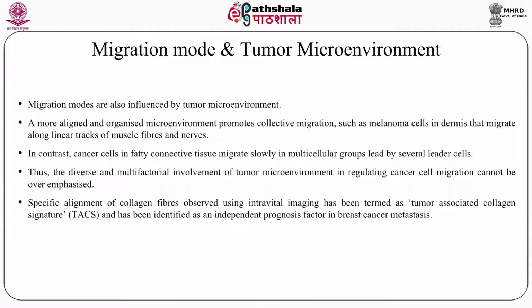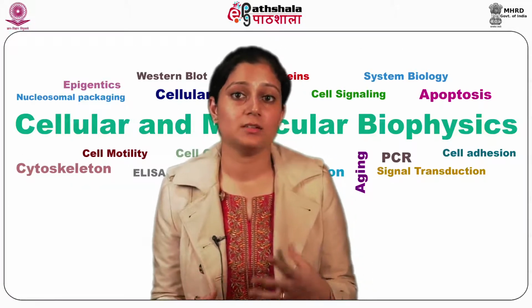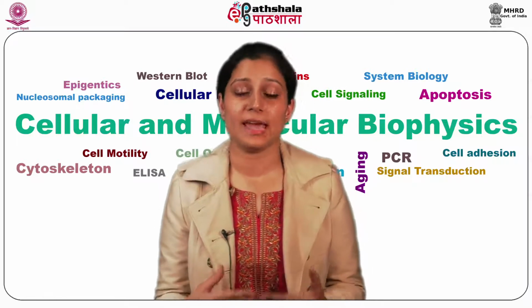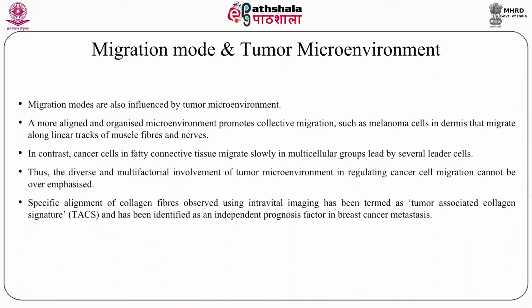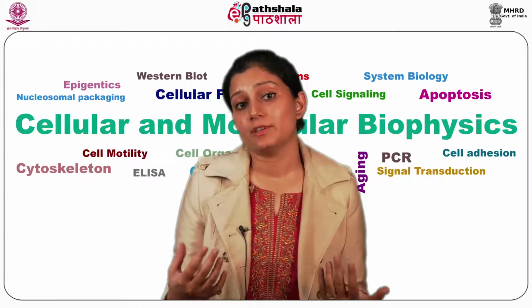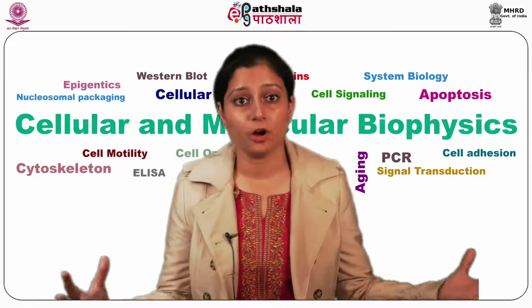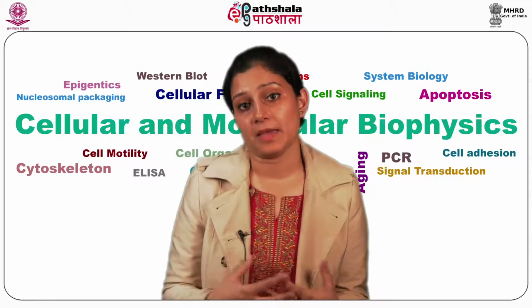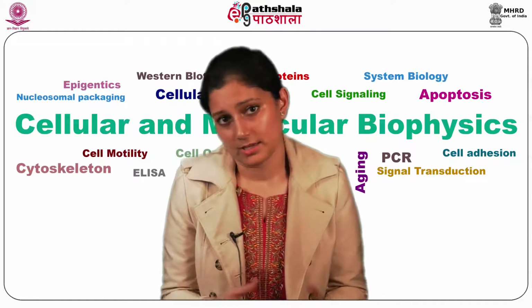A more aligned and organized microenvironment promotes collective migration, such as melanoma cells in dermis that migrate along linear tracts of muscle fibers and nerves. In contrast, cancer cells in fatty connective tissue migrate slowly in multicellular groups led by several leader cells. Thus, the diverse and multifactorial involvement of the tumor microenvironment in regulating cancer cell migration cannot be overemphasized.